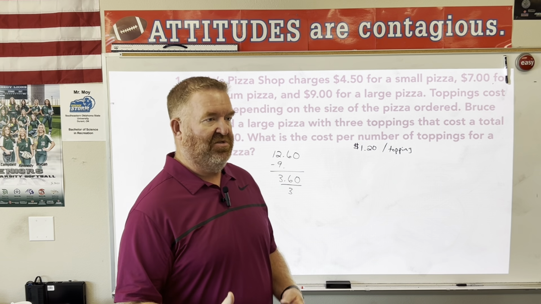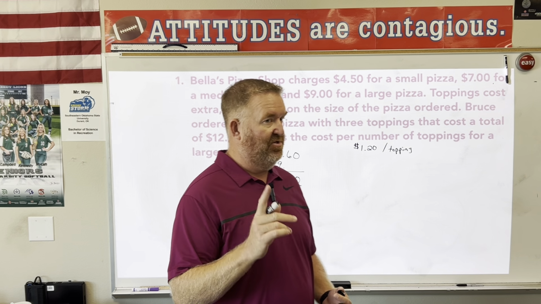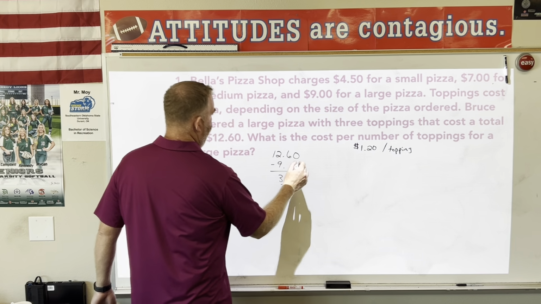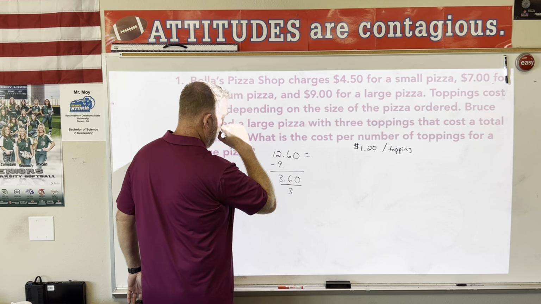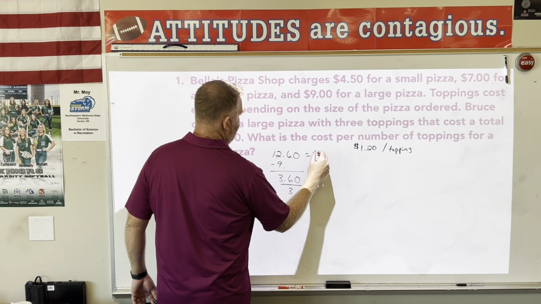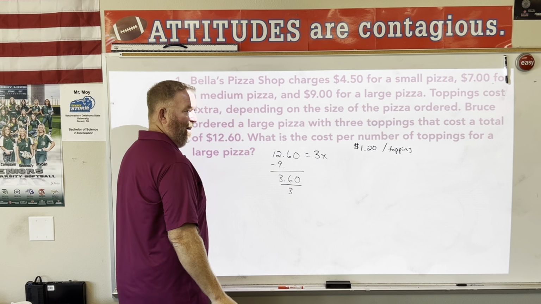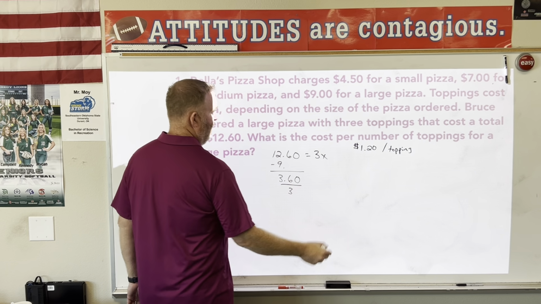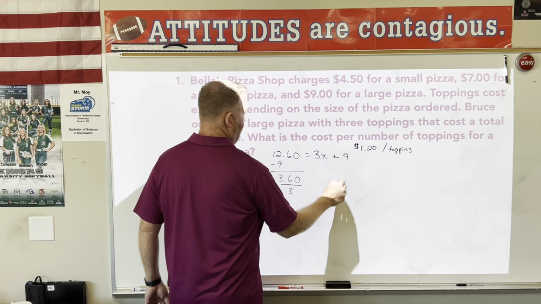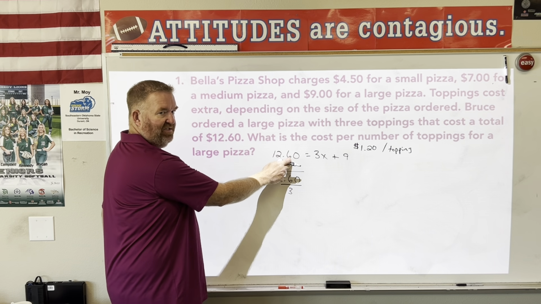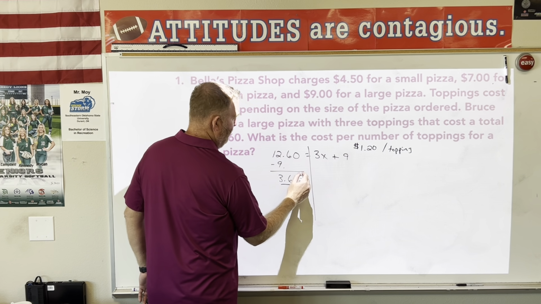Can I show you something pretty crazy? What you just did was algebra. Let me show you. Here's your equation. If I took this equation, and I had 3 toppings for X amount of price, plus the $9 pizza equals $12.60. What you just did was a 2-step equation.